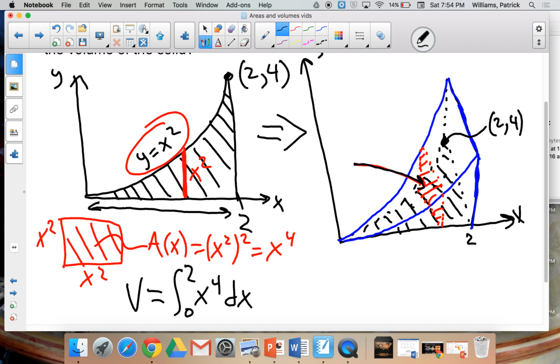So pretty simple. If we went through and evaluated it, we can actually do this one because it's so short. We would get 1/5 x to the 5th between 0 and 2, or 2 to the 5th over 5, which, would that 2 to the 5th be 32? 32 over 5? Okay, well anyway, something like that. So that's an example of doing this one, okay?